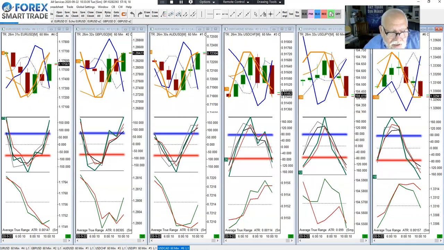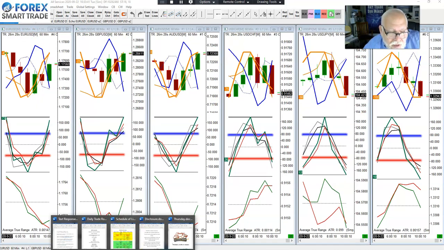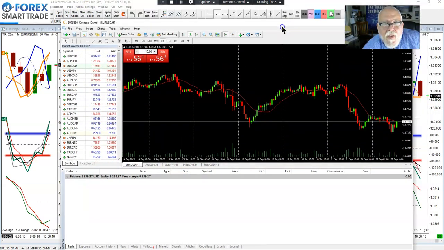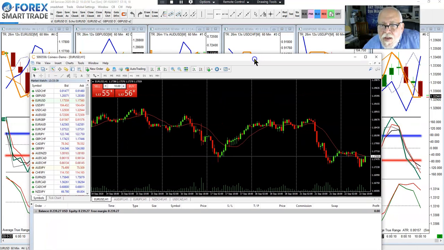Second, let's also check our CoinEx. And I see that, are we getting any movement here? Yeah, these numbers are moving, so this is live also. So we're live on both charts.